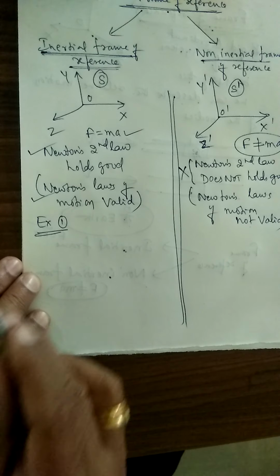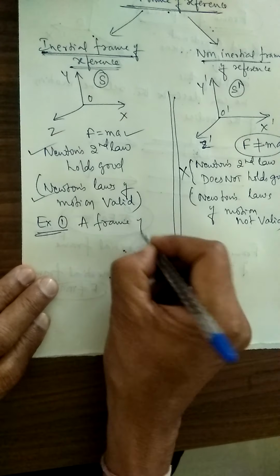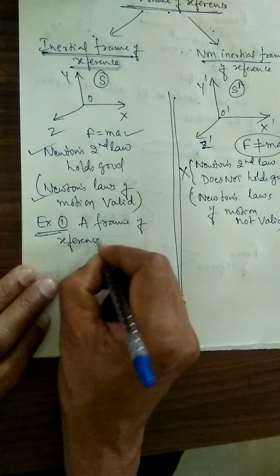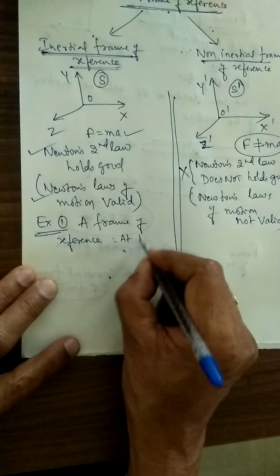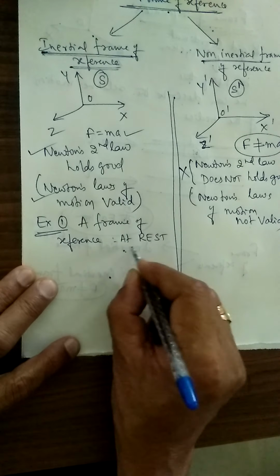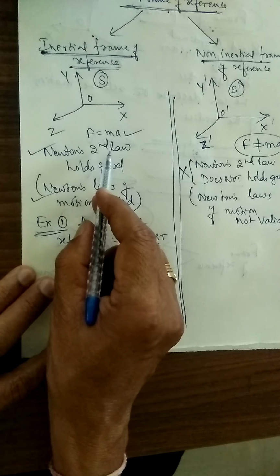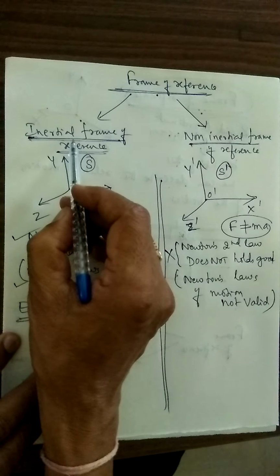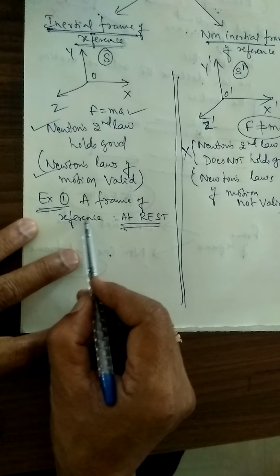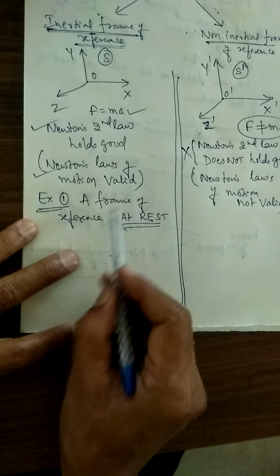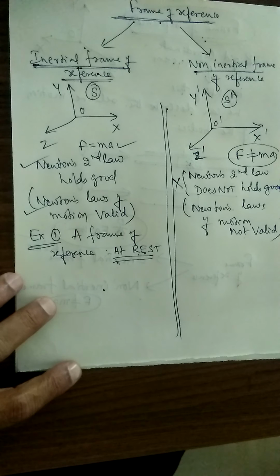A frame of reference which is at rest, I can consider. Let us consider a frame of reference which is at rest. In a frame of reference which is at rest, Newton's second law certainly holds good, therefore it is called an inertial frame. So an example for an inertial frame: a frame of reference which is at rest. I can call it an inertial frame of reference.